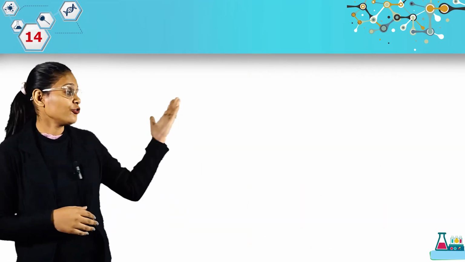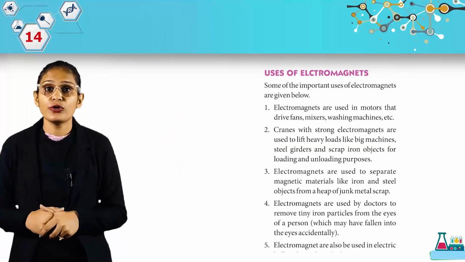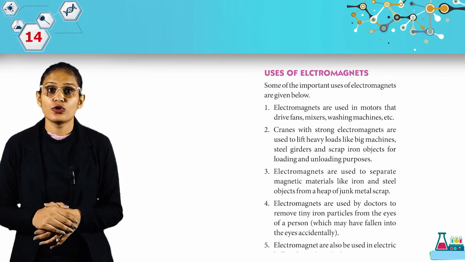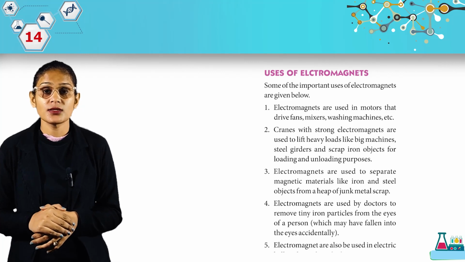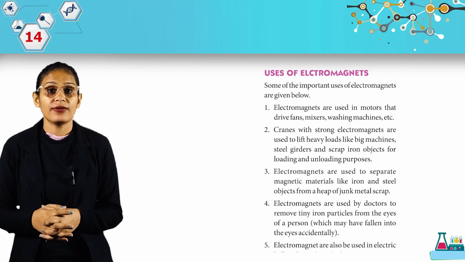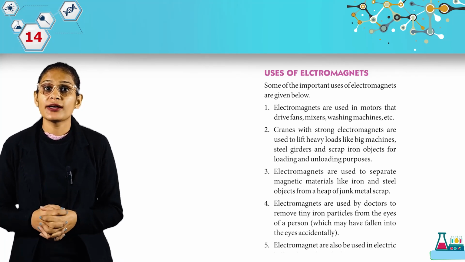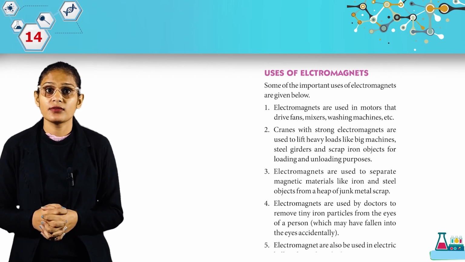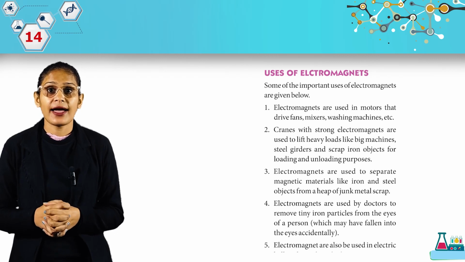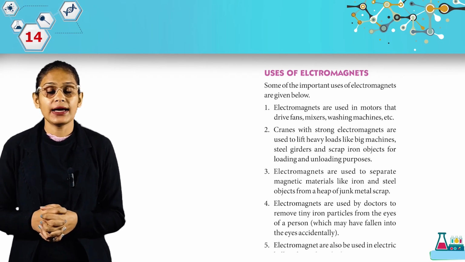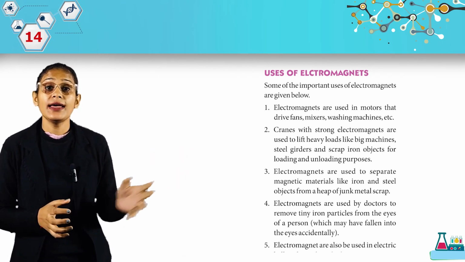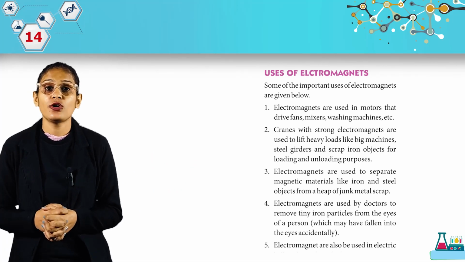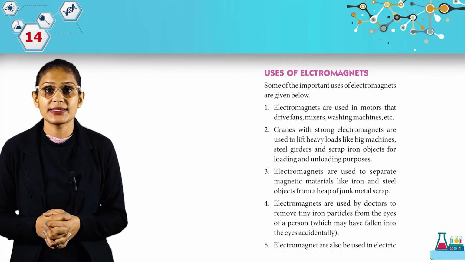Now we have uses of electromagnets. Some of the important uses of electromagnets are given below. Electromagnets are used in motors that drive fans, mixers, washing machines, etc. Then second, cranes with strong electromagnets are used to lift heavy loads like big machines, steel girders, and sharp iron objects for loading and unloading purposes. Third, electromagnets are used to separate magnetic materials like iron and steel objects from a heap of junk metal scrap.